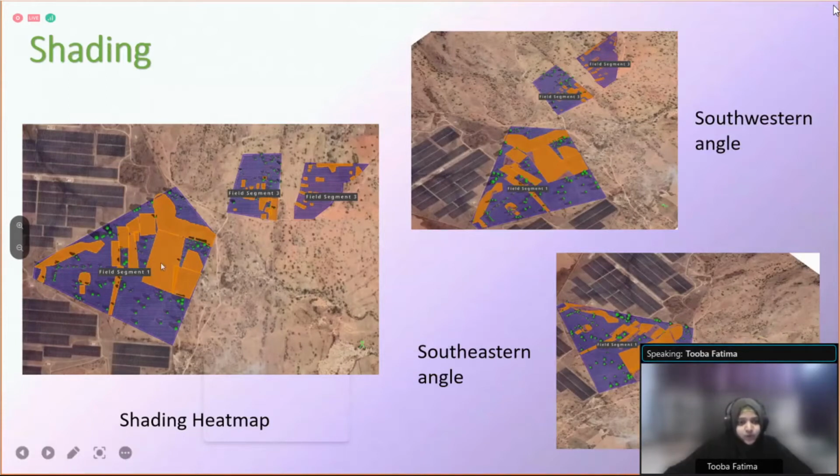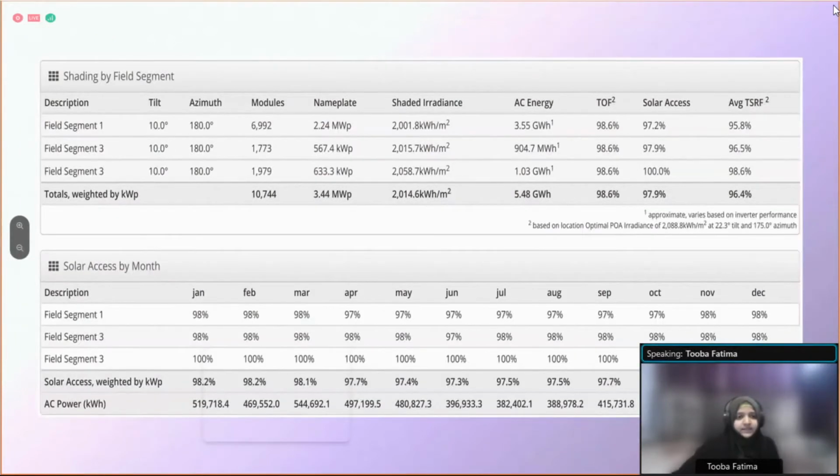This orange portion shown in the figure is the area in which we have not put any solar panel, because there were bushes and trees in this area which could obstruct the sunlight. So we have excluded this area, and on the area in blue we have put our solar panels, also excluding the areas of trees and bushes. Here we can see the shading by field segments 1, 2, and 3. Also the solar access by month over the span of one whole year.